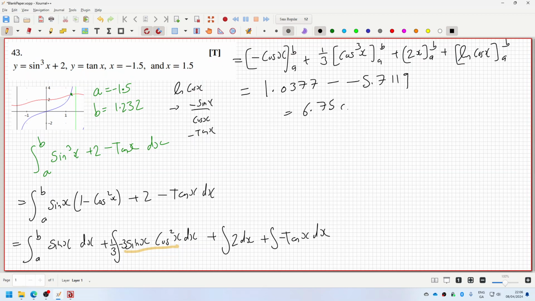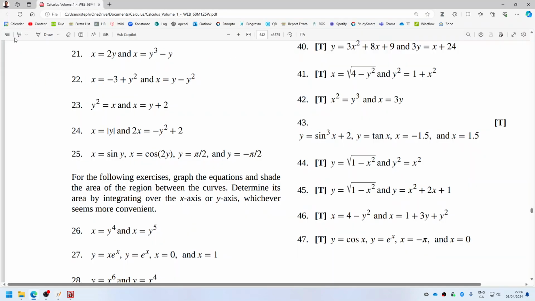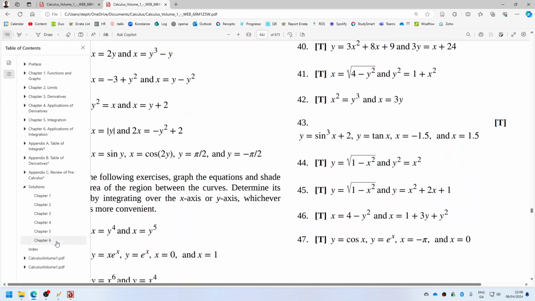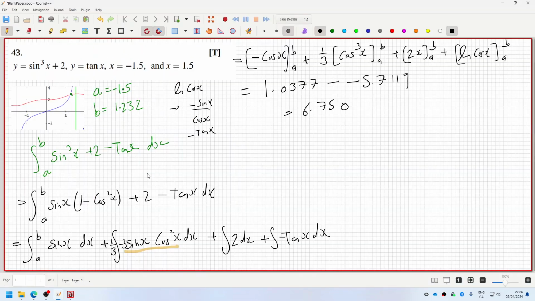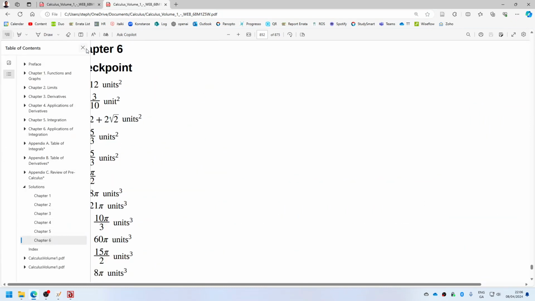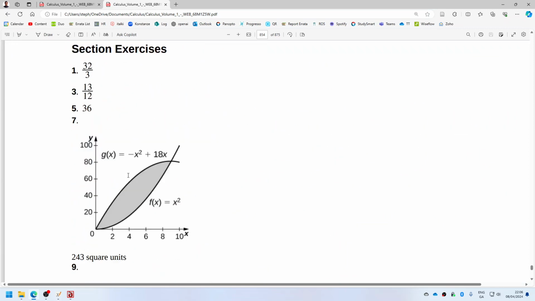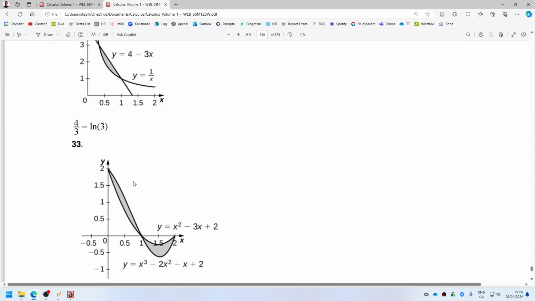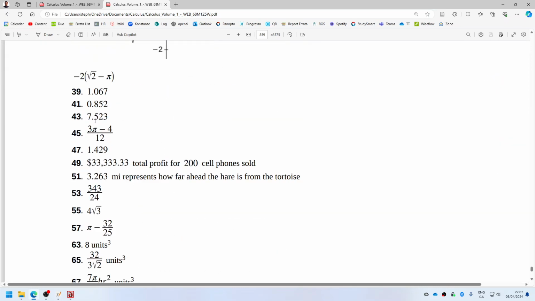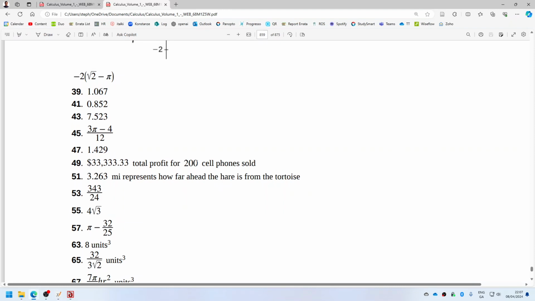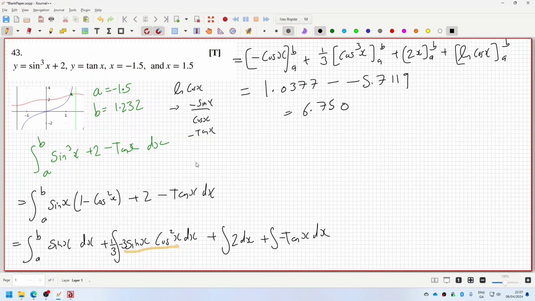So 50. Let's check the solutions at the back. Let's see what we get. Solutions, and then this is number 43. Come on, 43. 7.523, and I got 6.750. So it's actually quite close.